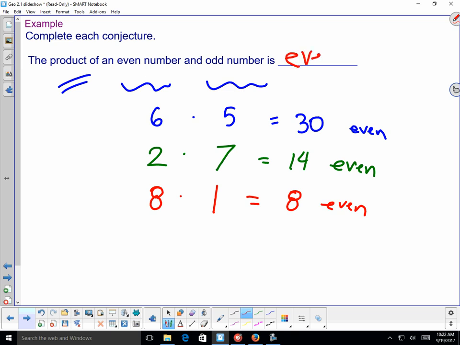So that's our conjecture. Did we prove that conjecture is true? No. We're just making a statement that we think is true based on some observations of specific cases. So this is an example of a conjecture.